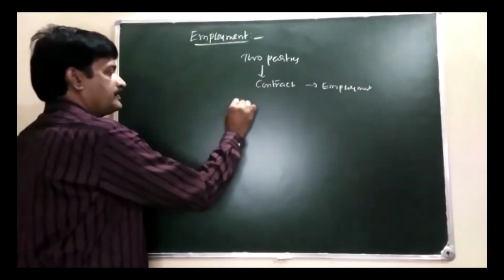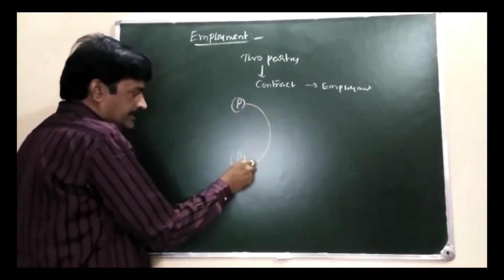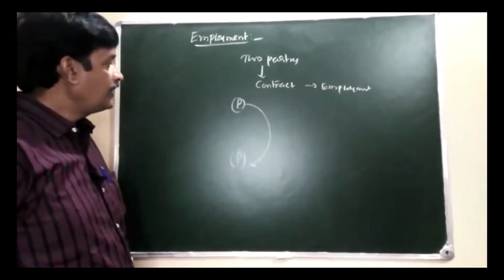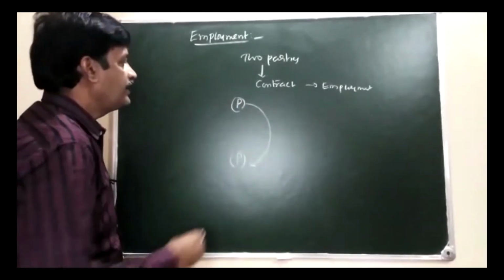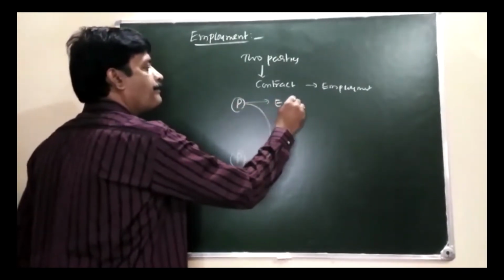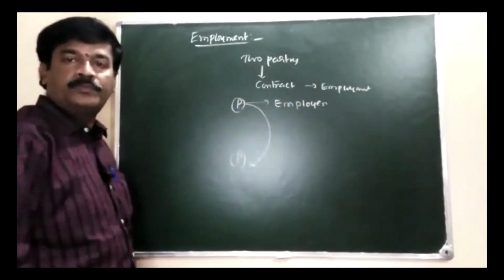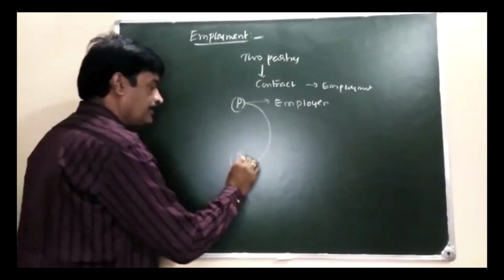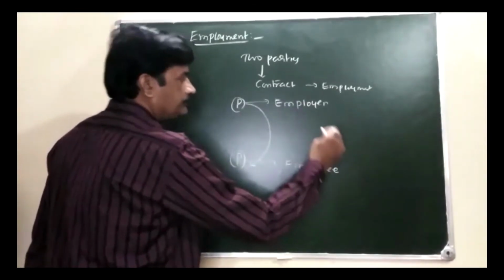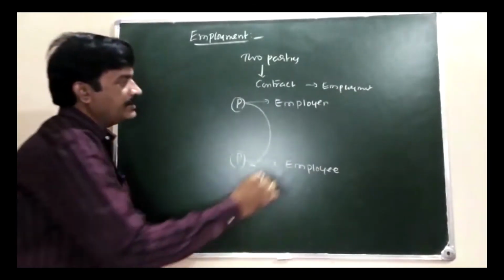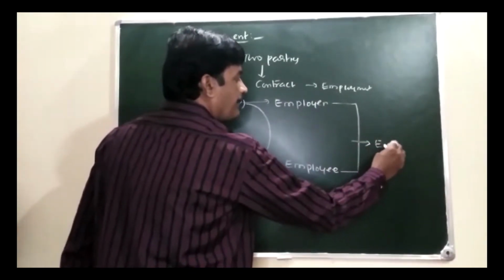Out of two parties, one of the parties is assigning duties to the other party. The person who is assigning the duties to the other party is called employer. On whom the duties are assigned, that person is called employee. The contract between the employer and employee is called employment.